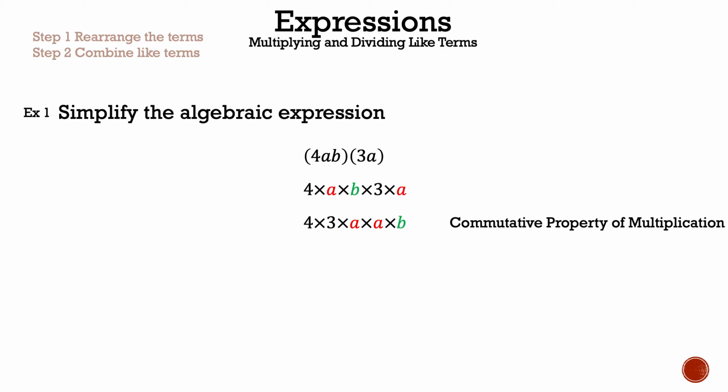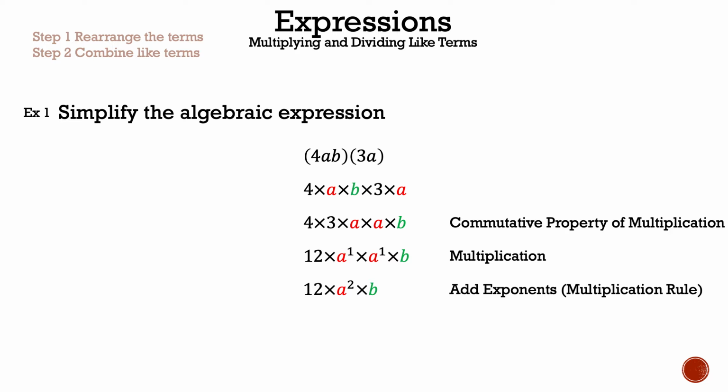And now we're going to multiply the 4 and the 3 together to get 12. And now we have 12 times a times a times b. And now we're going to add the hidden exponents. So any number or variable, when they don't have an exponent, the hidden exponent is 1. And the reason why we're going to do that is so we can use the multiplication rule of exponents, and that is you just add the exponents. And so 1 plus 1 is 2, and now we have a squared. And now we're done with this question. We can just go ahead and get rid of the multiplication signs, and our answer is 12a squared b.